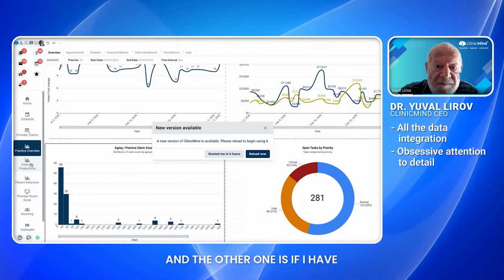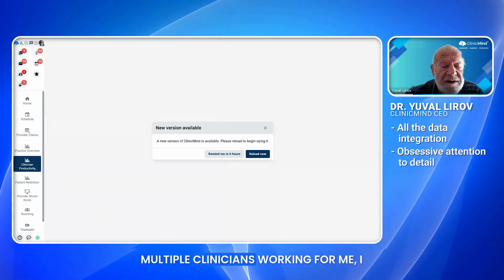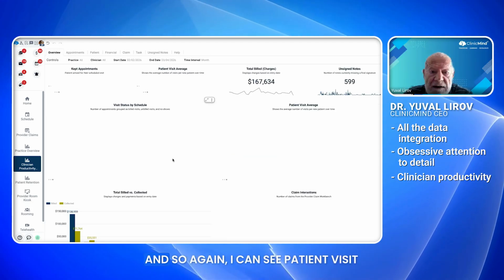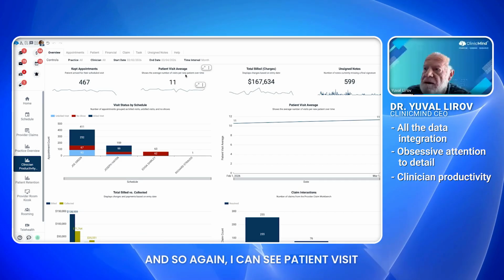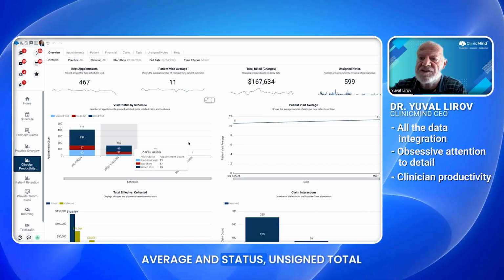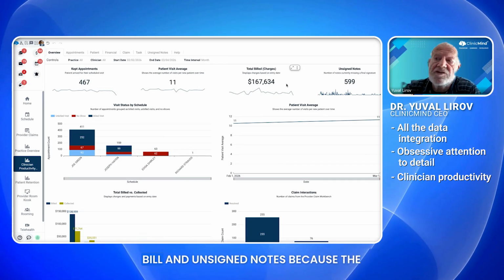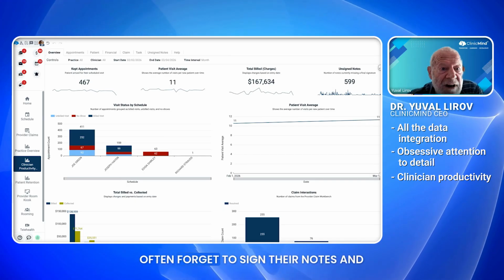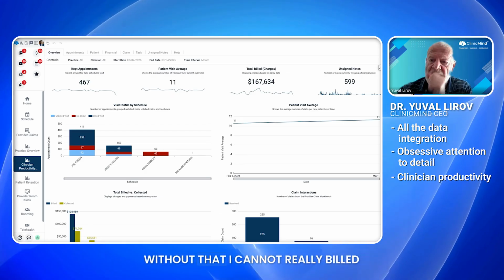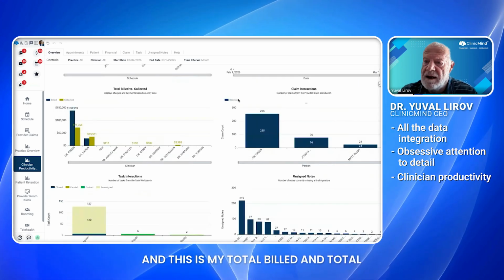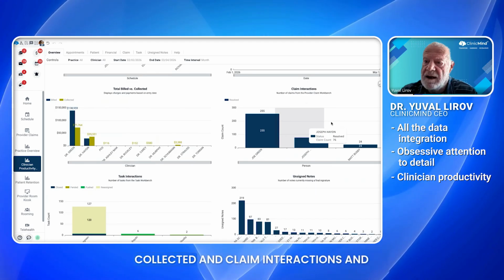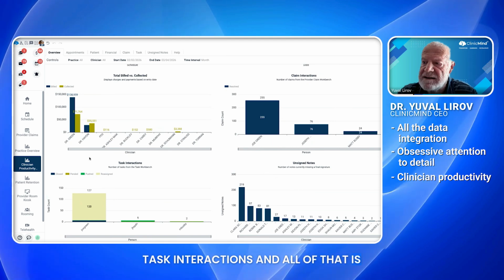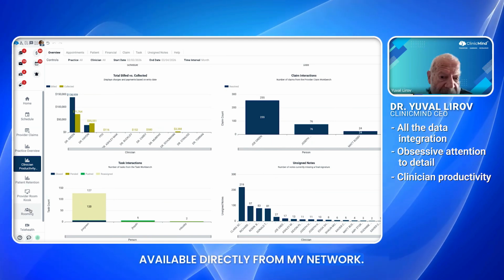And the other one is, if I have multiple clinicians working for me, I want to look at clinician productivity. So again, I can see patient visit average and status, unsigned total bill and unsigned notes, because the physicians often forget to sign their notes, and without that, I cannot really bill that. And this is my total billed and total collected and claim interactions and task interactions, and all of that is available directly from my nav bar.